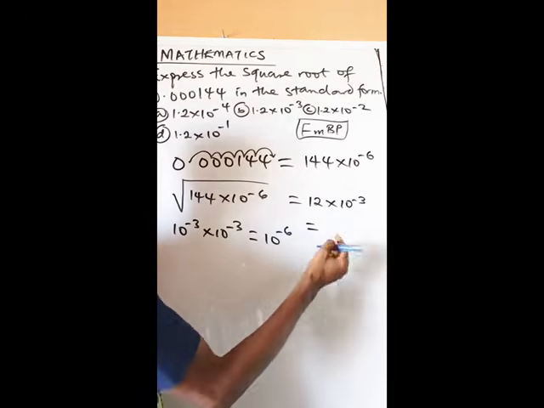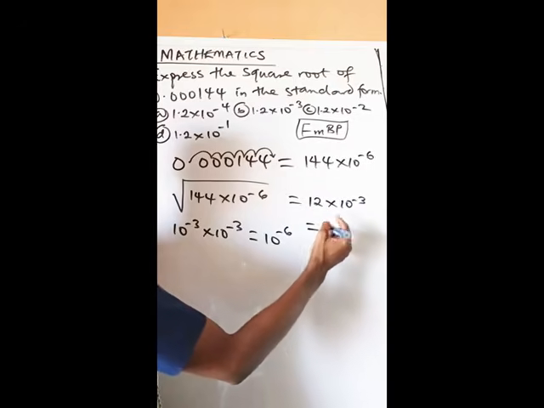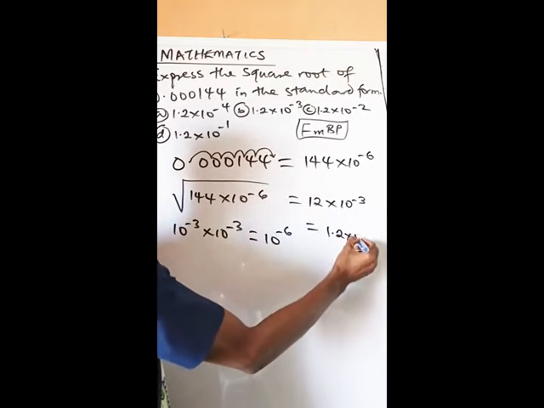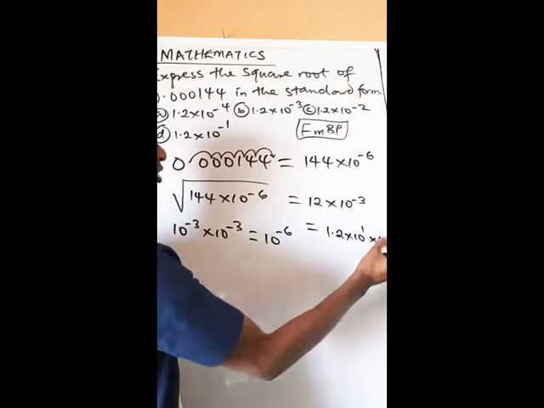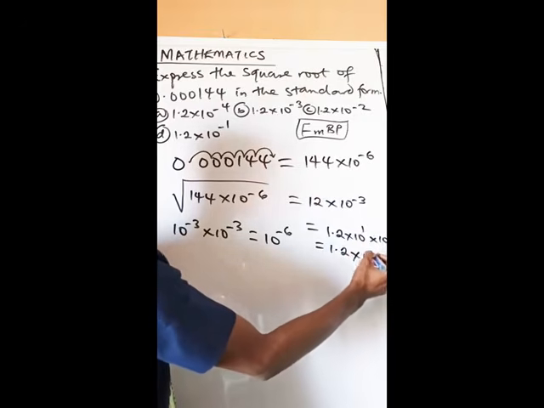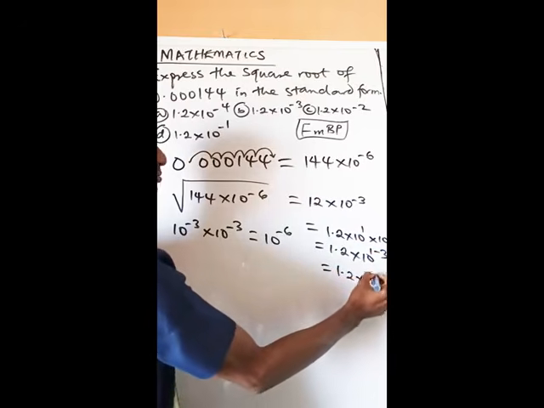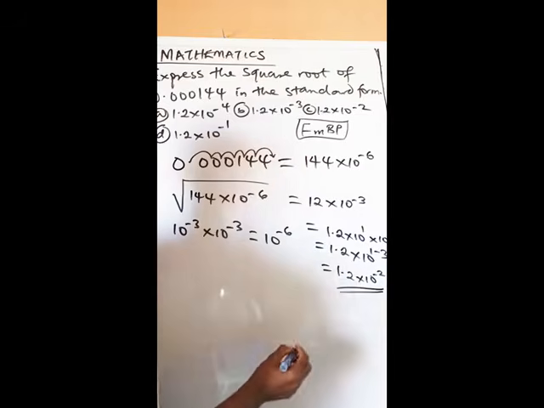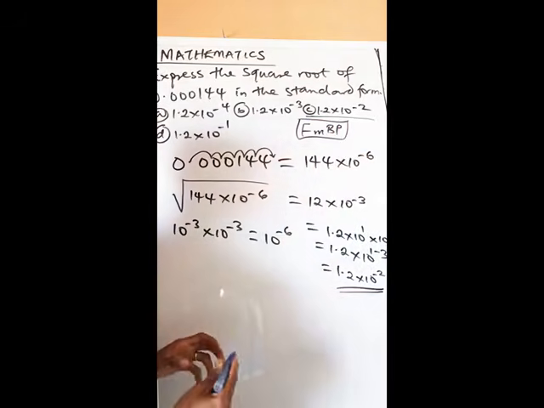So I'm going to convert 12 to standard form to be 1.2 times 10 raised to the power 1, then multiplied by 10 raised to the power minus 3. That would be 1.2 times 10 raised to the power 1 minus 3. That's 1.2 times 10 raised to the power minus 2. Do we have that in the options? 1.2 times 10 raised to the power minus 2. The option is C. That is the correct answer.